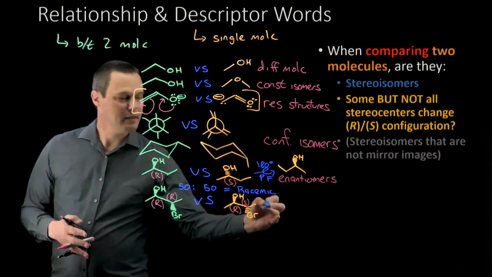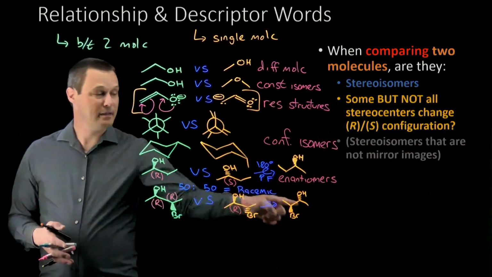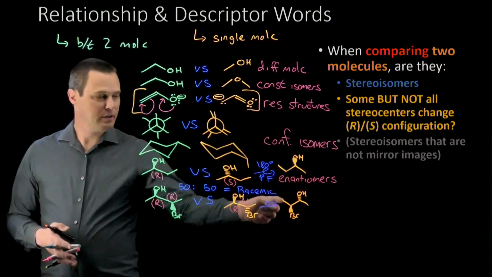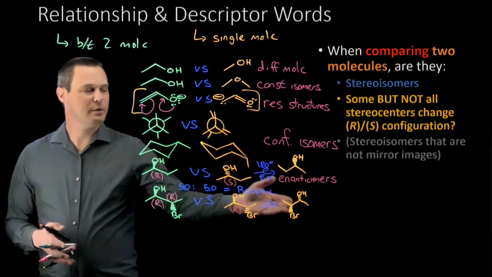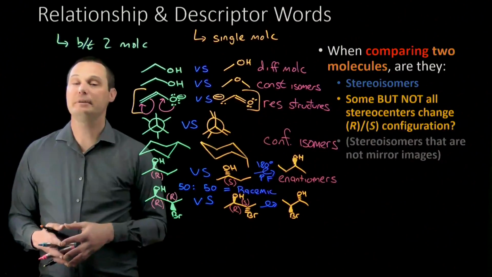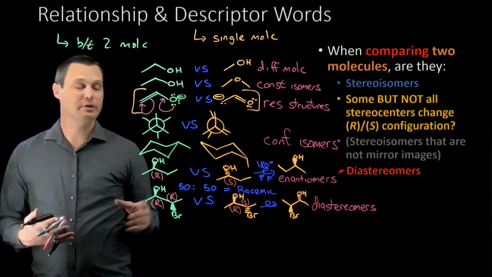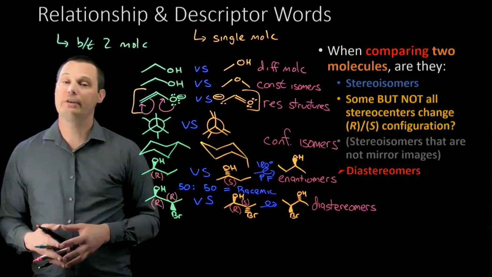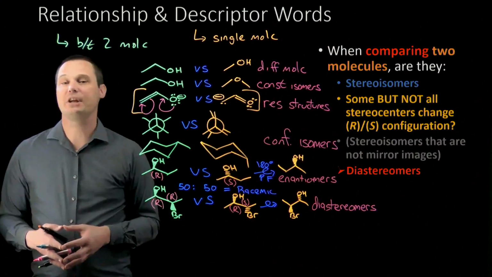And if I try and make them mirror images of each other by doing a pancake flip of the molecule in orange, that does not make them mirror images. It makes them mirror images at the bromine stereocenter, but not at the oxygen stereocenter. So they are stereoisomers, but they are not mirror images, and they cannot be made to be mirror images. The relationship word we use for stereoisomers that are not mirror images, for molecules where some but not all of the R and S stereocenters change their configuration, we call this pair of molecules diastereomers.